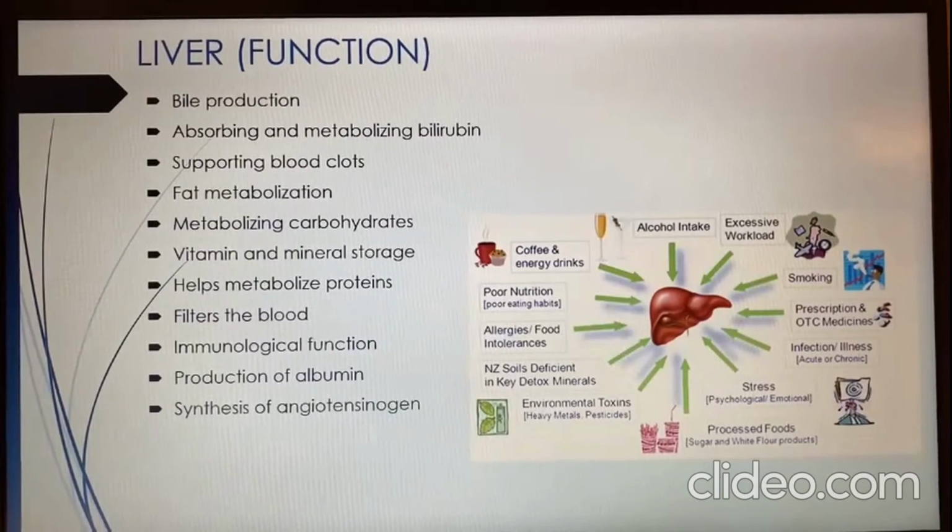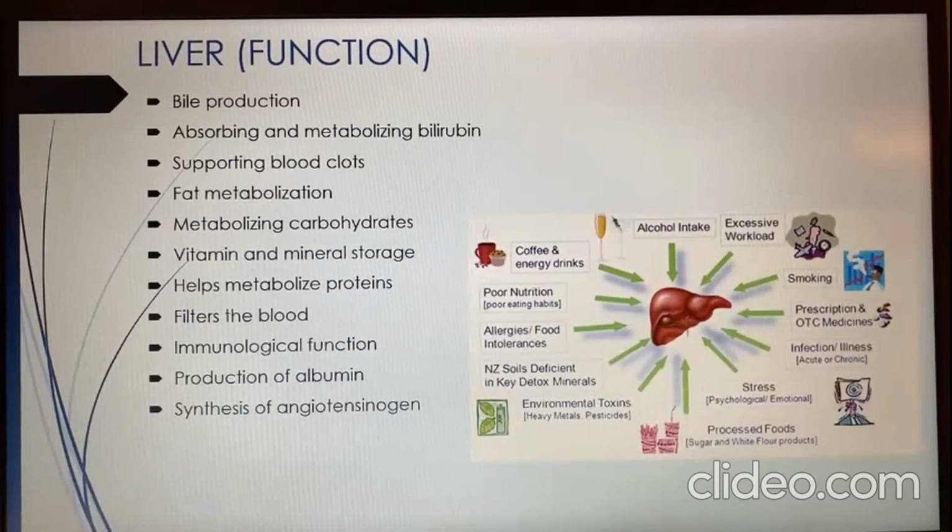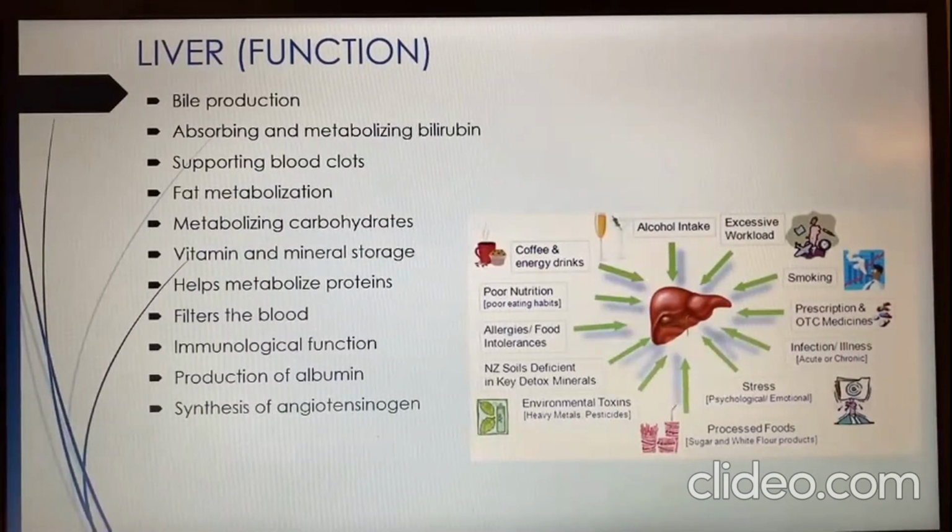angiotensin. So as you can see, the diagram beside it shows some of the activities which will actually damage our liver. For example, coffee and energy drink, alcohol intake, excessive workload, smoking, prescription and OTC medicines, infection, illness, stress, processed food, environment toxin, soil deficient in key detox mineral, allergies, food, poor nutrition.